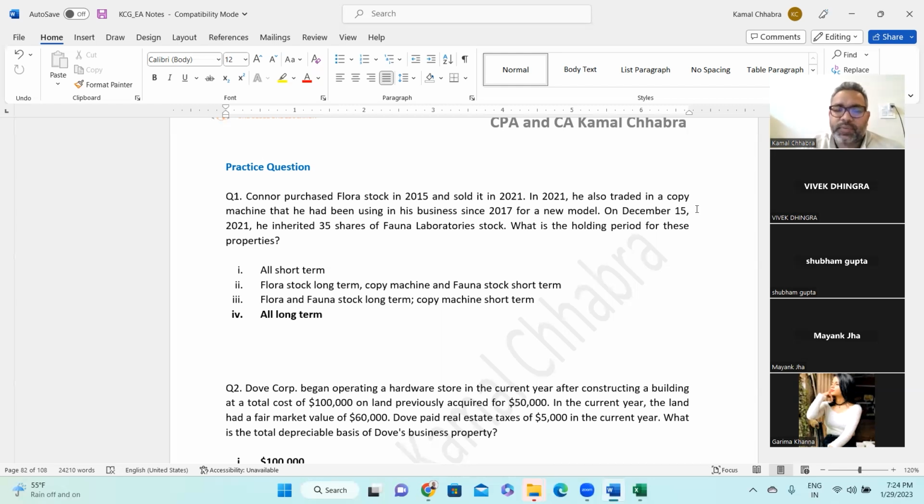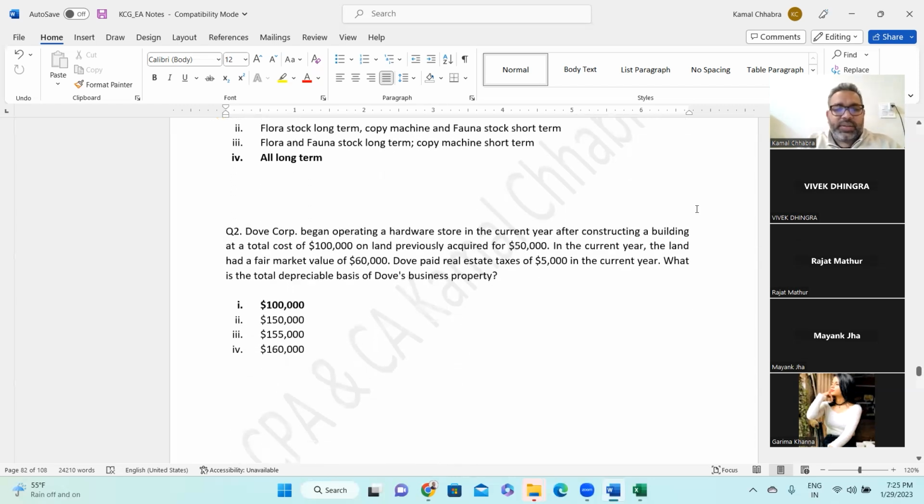So let's do one by one. First one is F stock, which we have discussed is long term, right? Second one is the copy machine, which he purchased in 2017. So that is also more than 3 years. Yes. So that is also long term. Third one is he inherited 35 shares of Funa Laboratories. So inherited property is always long term or short term? Long. So all three properties are long term. Hence the answer is the fourth option. Make sense? Yes, sir. Okay, next question.